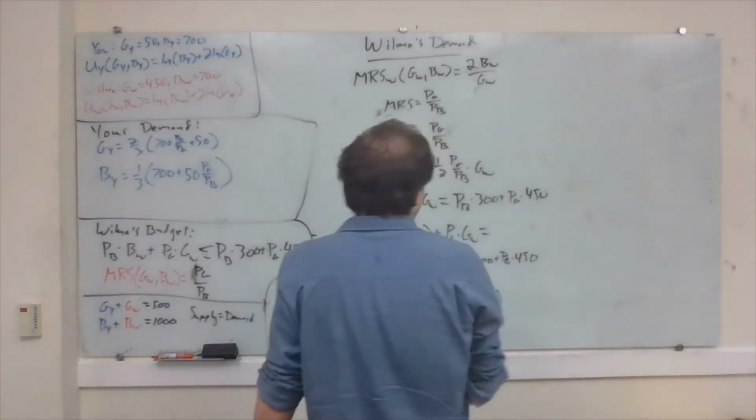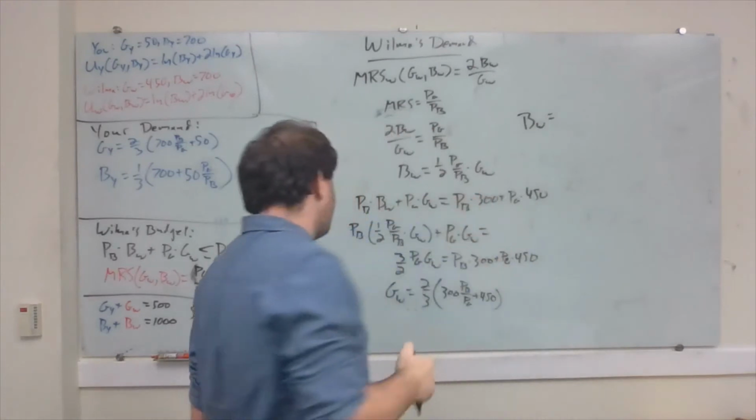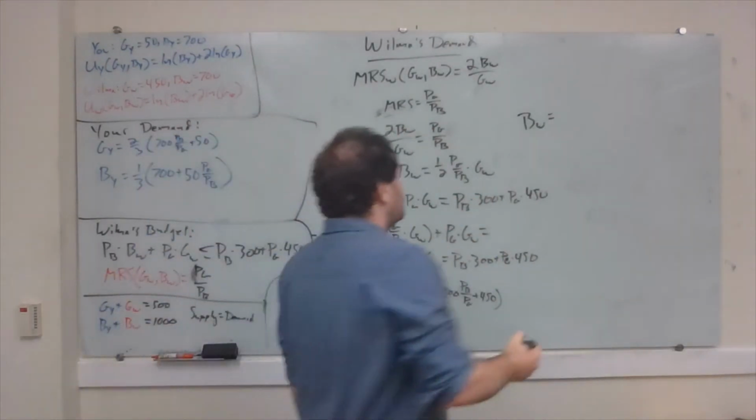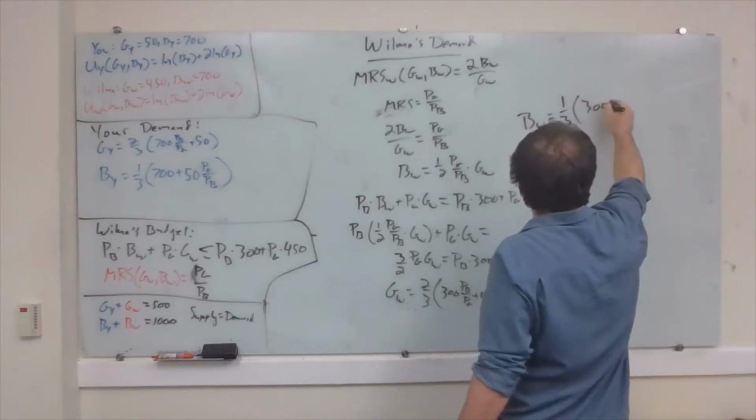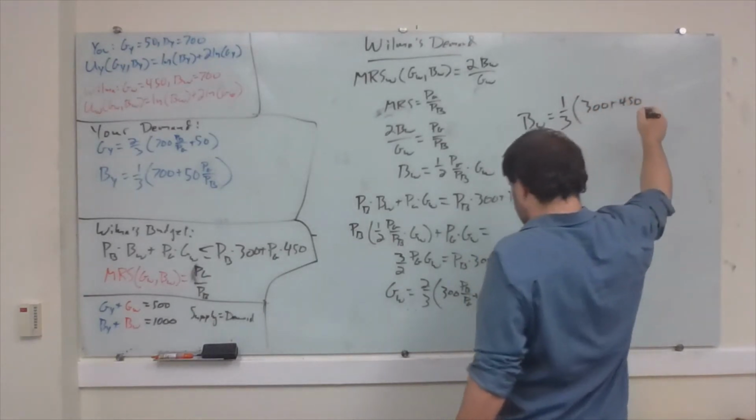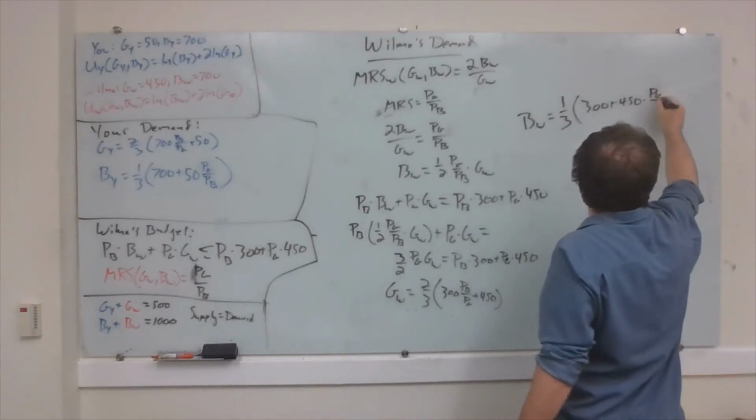And we're going to get that BW is going to equal 1/2 PG over PB times this, which is going to be 1/3 of 300 plus 450 times PG over PB.